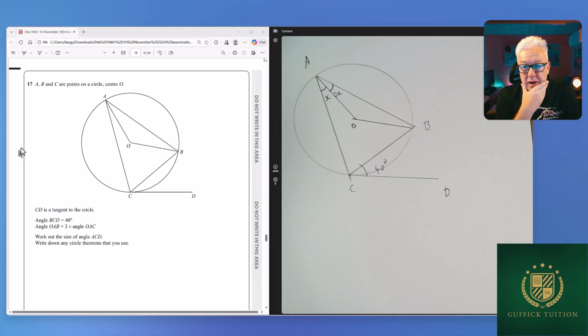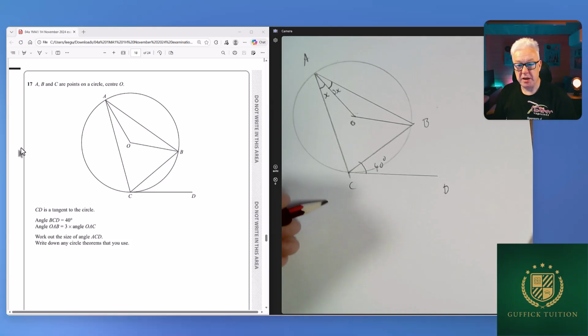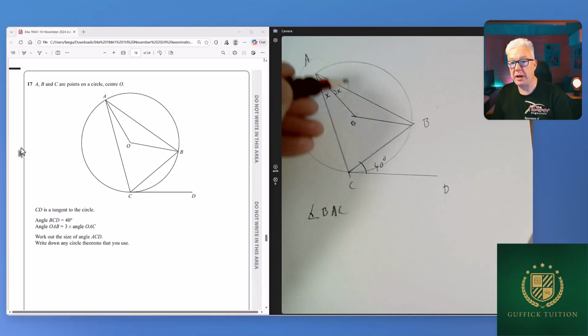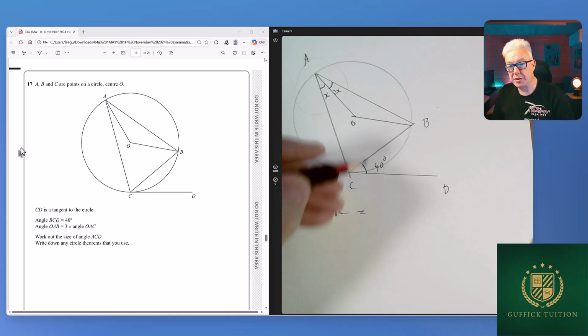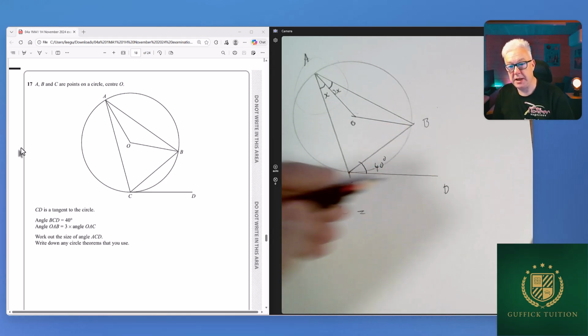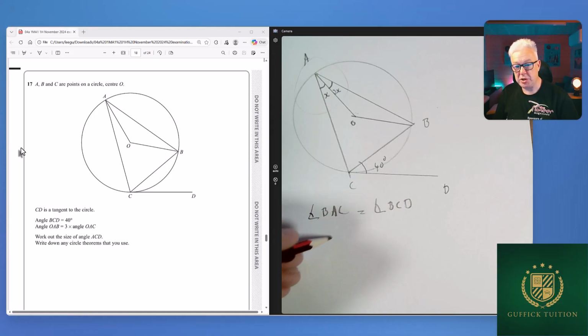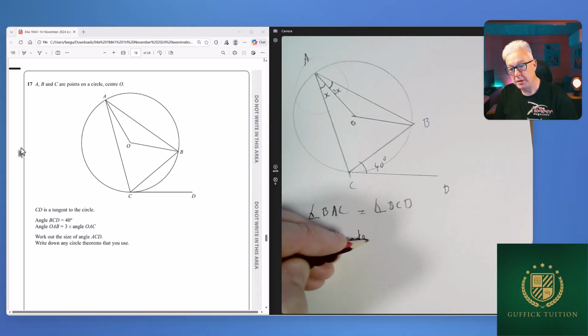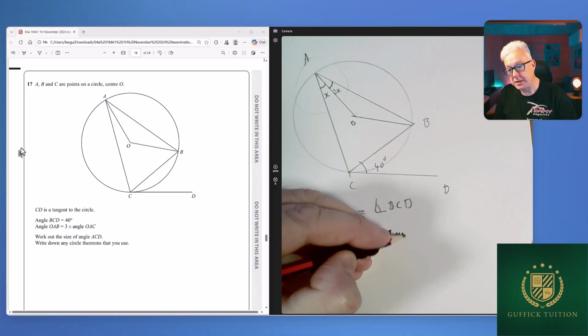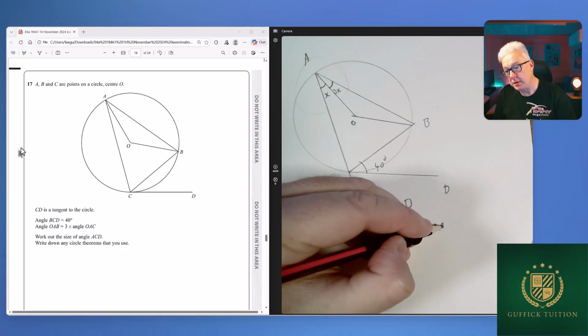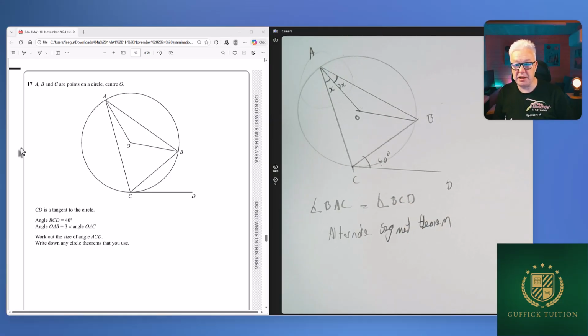So I feel like the first thing we could do here is make use of the alternate segment theorem. So we can say that the angle BAC, in other words, this whole angle here, is equal to the angle BCD, and that is using the alternate segment theorem. So we've stated what we've used.